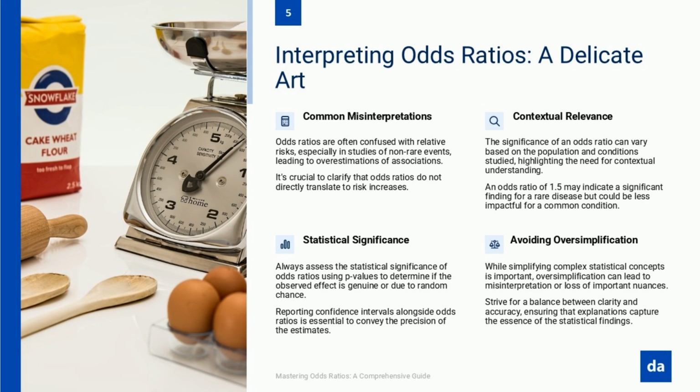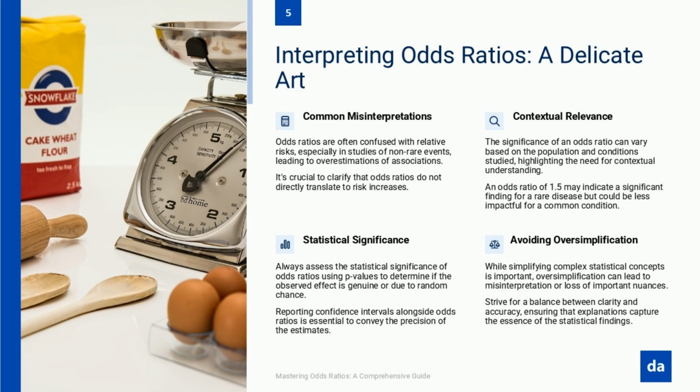One effective approach is to use percentages or expected frequencies instead of direct odds ratio values when presenting findings to stakeholders or in reports. This method can enhance understanding and prevent misinterpretation of the data.